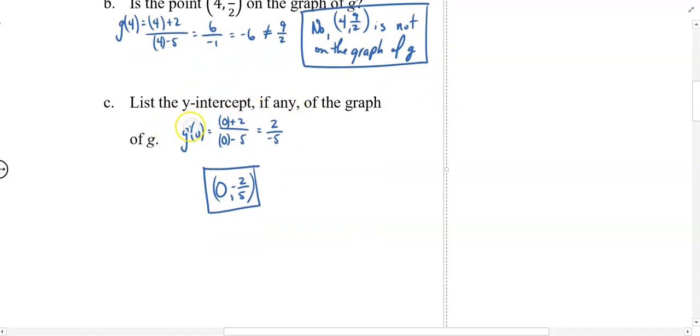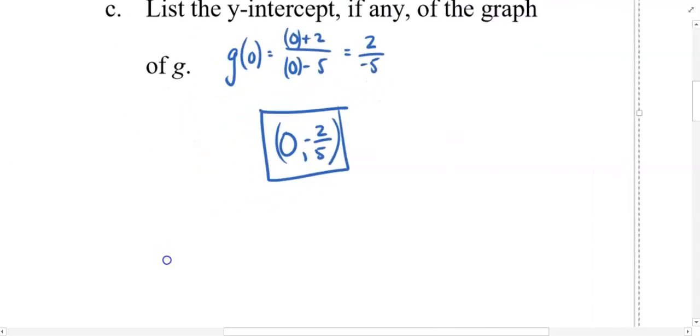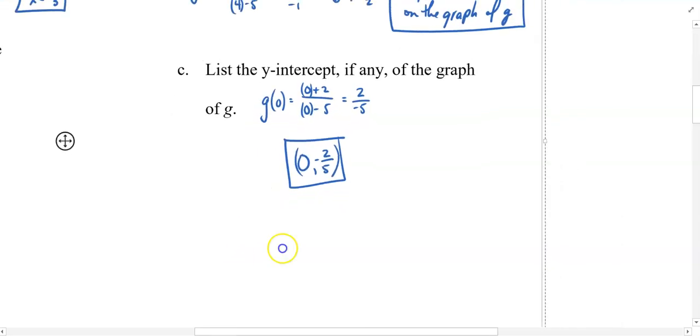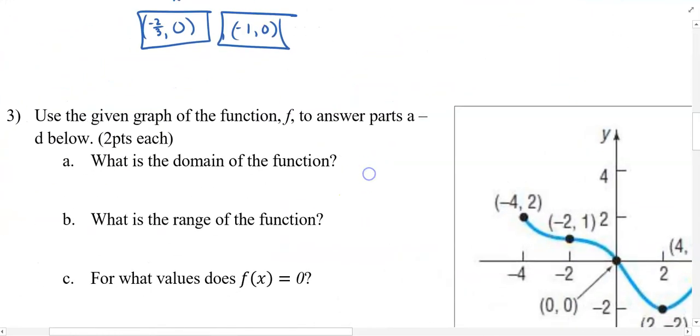And then the y-intercept, we find that by setting x equal to 0. When x is set to 0, we get a y result of 2 over -5, or -2/5. And when reporting the y-intercept, just like the x-intercept, we should label this as a point. And I have the coordinate (0, -2/5).